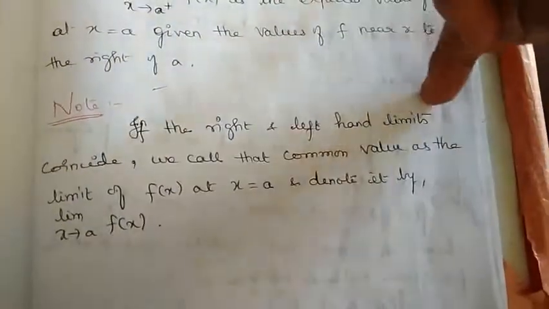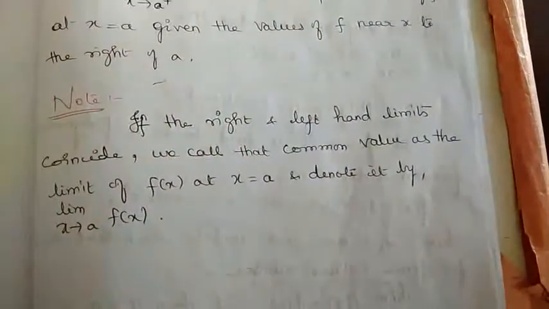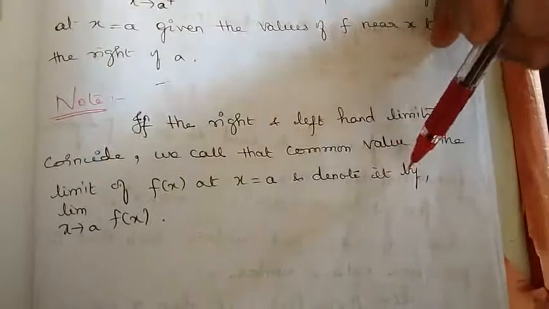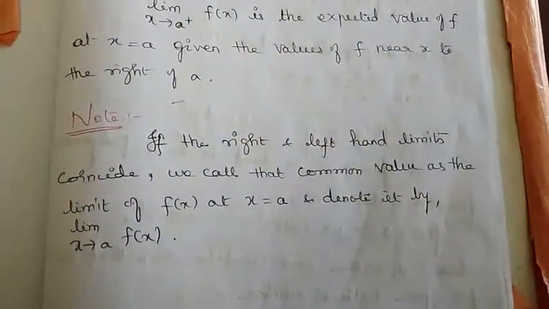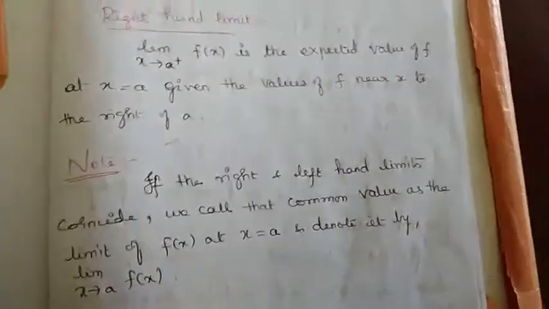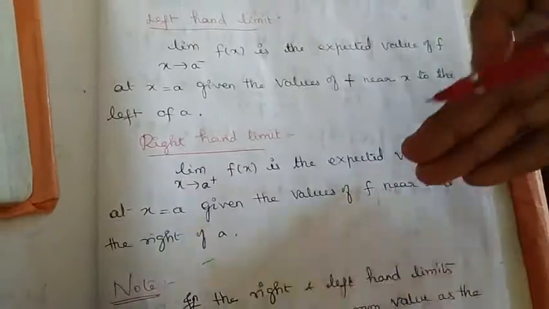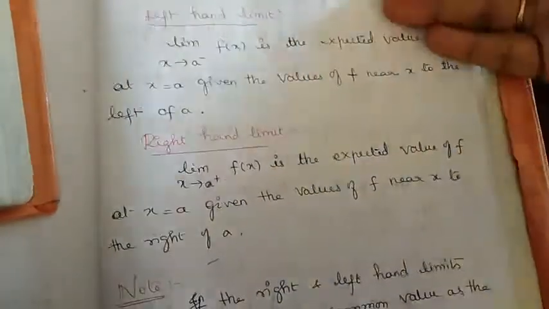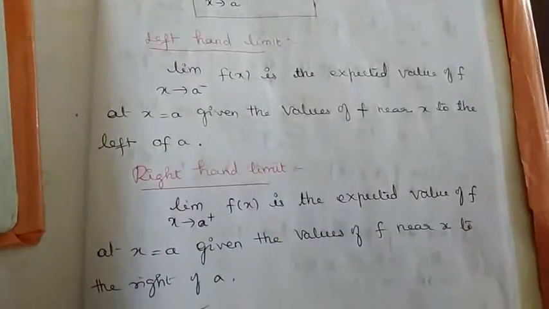If the right and left hand limits coincide, we call that common value the limit of the function at x equal to a, and we denote it by limit x tends to a, f of x. Hope you remember all these things, right? So left hand limit, right hand limit both should exist and both should coincide. Then only the limit of the function will exist and it will be equal to that value, right?